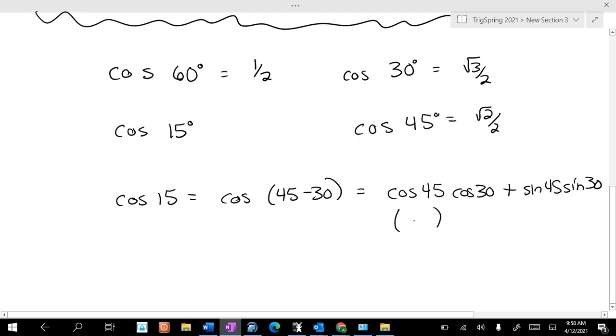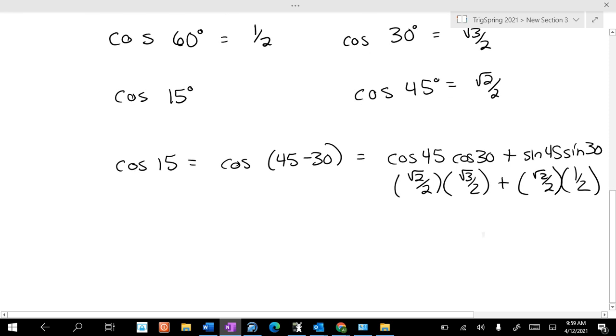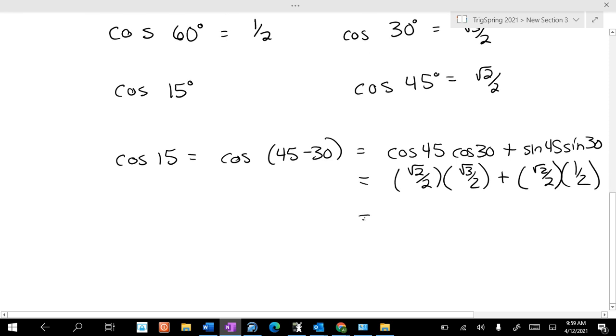What's cosine of 45? Square root of 2 over 2. What's cosine of 30? Square root of 3 over 2. These aren't written up above, but they're on your unit circle. What's the sine of 45? Square root of 2 over 2. What's the sine of 30? 1/2. So then you do the math.